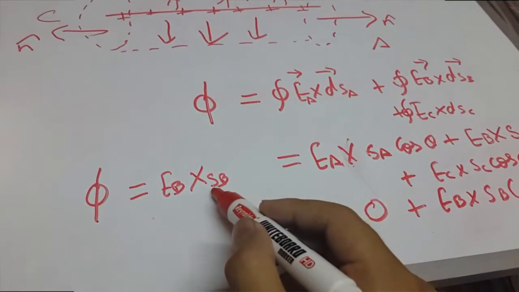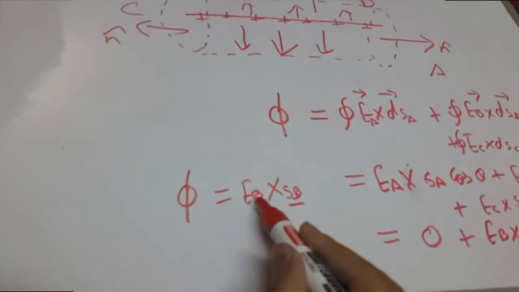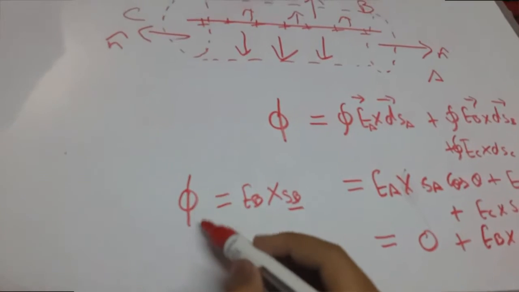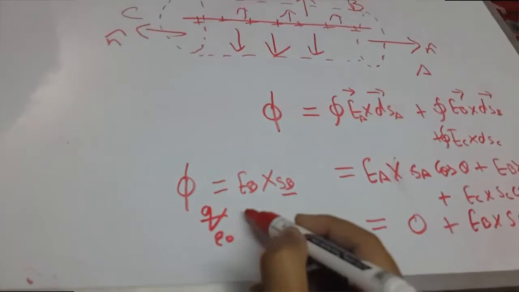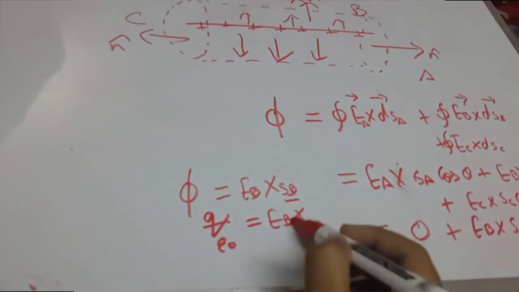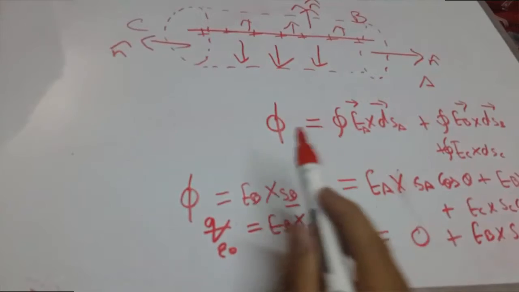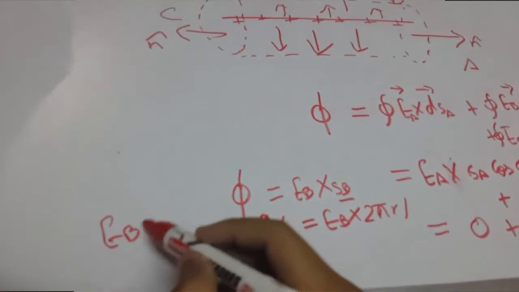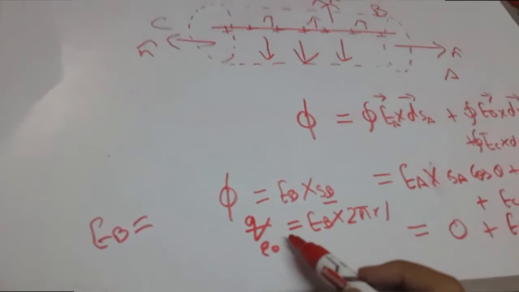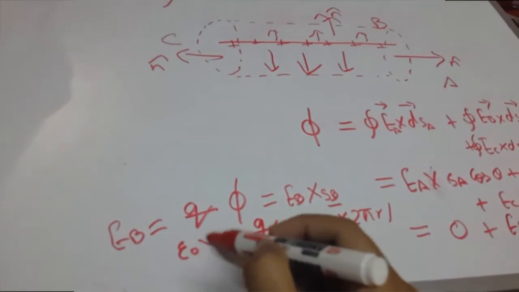Here SB is the surface area of the Gaussian surface around the thin infinite wire, and EB is the electric field which we have to calculate. Putting the value of the electric flux, which is Q by epsilon naught, equal to EB into the surface area, which is 2 pi r L for the infinite thin wire, we get EB equal to Q upon epsilon naught into 2 pi r L.